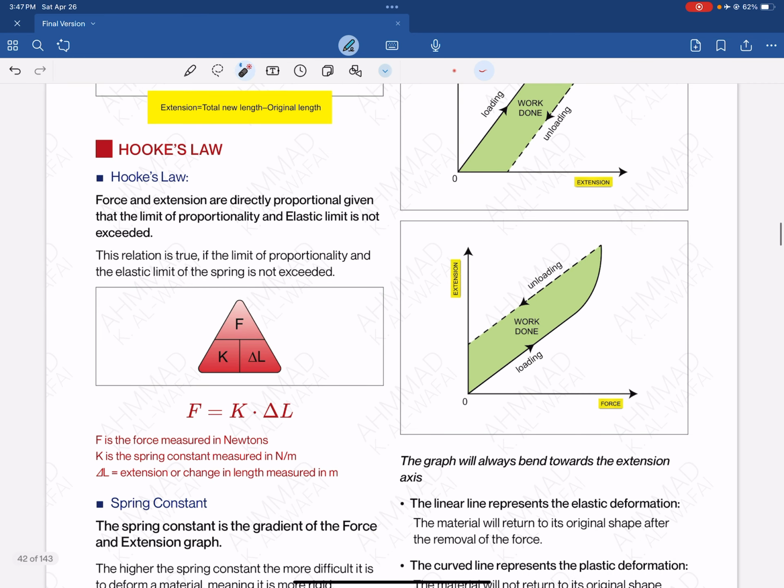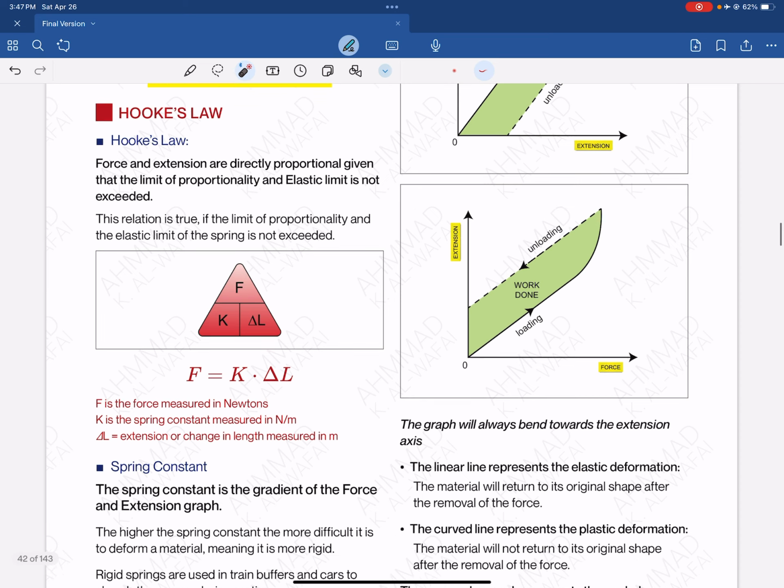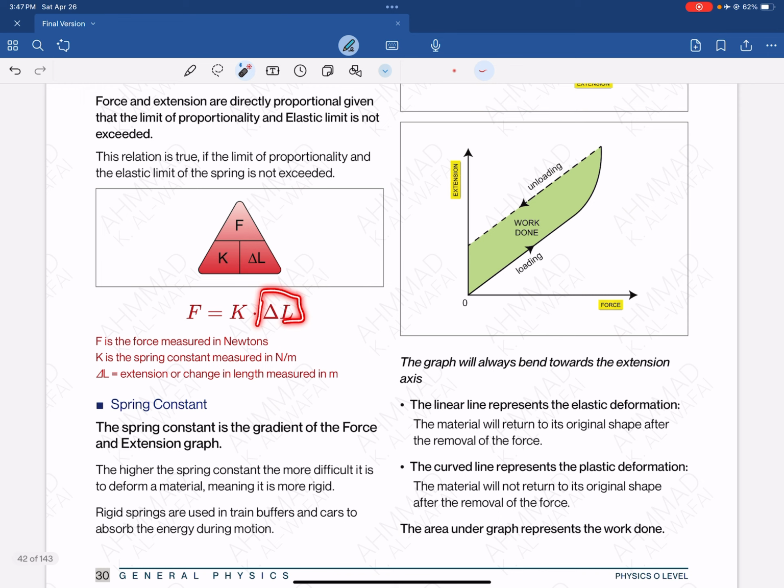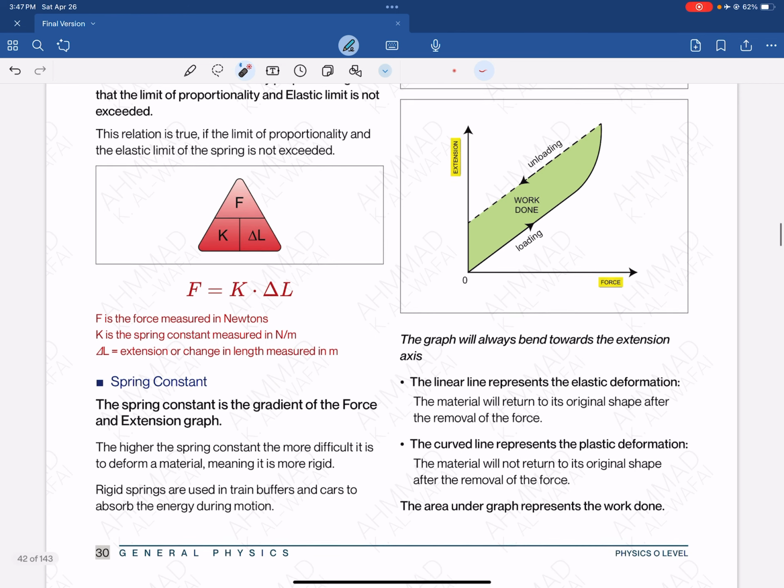So Hooke's law states that force and extension are directly proportional until the limit of proportionality. This is given in the law F = K × ΔL, where F is the force, K is the spring constant, and ΔL is the change, or the extension. Okay, now what is a spring constant? It tells you how stiff a spring is, or how hard it is to extend this spring.